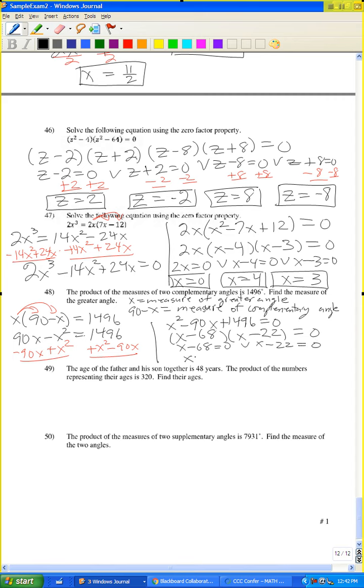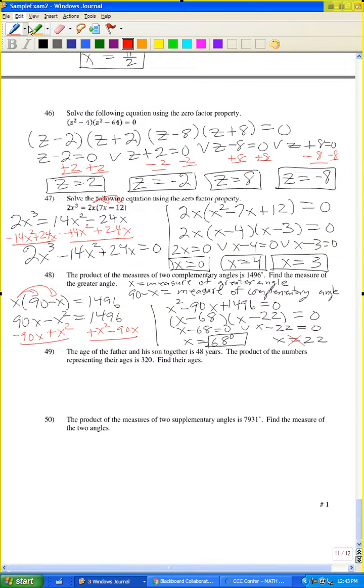Add 68 to both sides of your equation. Add 22 to both sides of your equation. And so the larger of the angles is 68 degrees. The smaller angle is going to be 22 degrees, obviously. Even though 22 is a correct answer, it's just not the largest one. So we'll get rid of that. So the larger angle is 68. Oops, I don't want that page.